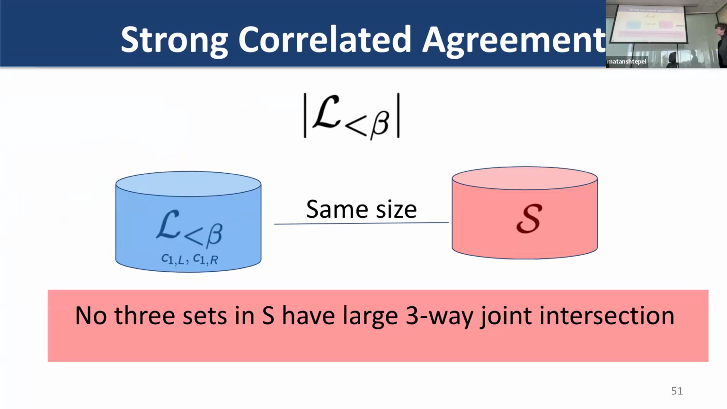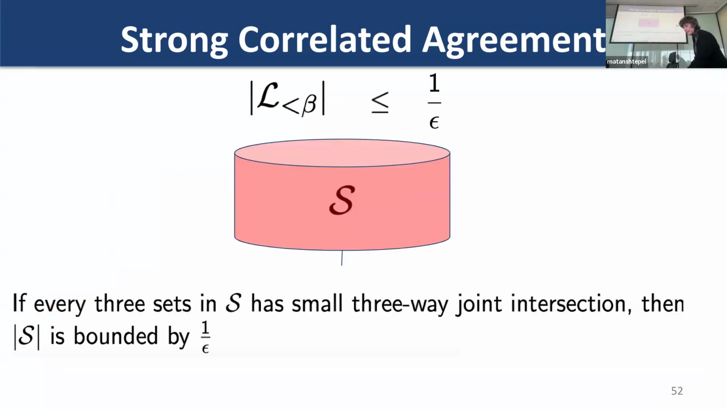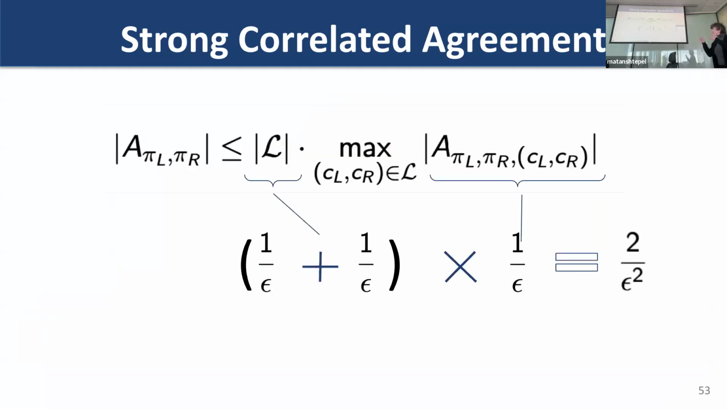And then finally, we prove in the paper that no three sets in S have large three-way joint intersection. And a generalization of the Johnson bound says that if every three sets in S have small three-way joint intersection, then S is bounded by 1/epsilon. So why would I think this is related to the Johnson bound? I'll go over that in a second. But this gives us our bound, modulo the Johnson bound part, which I'll talk about now.